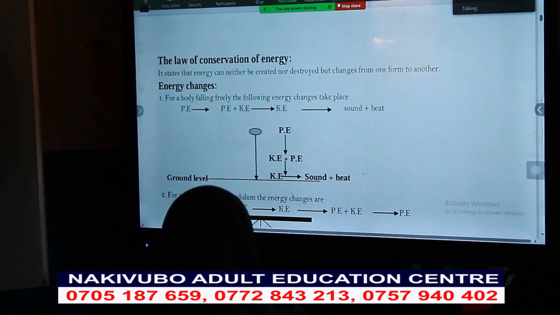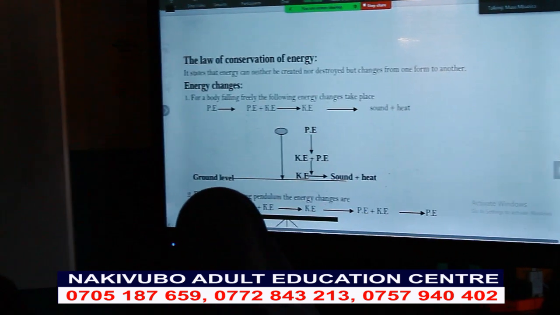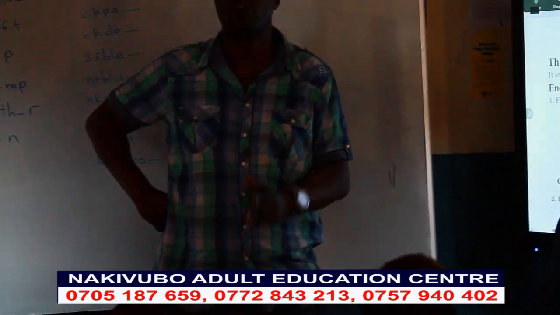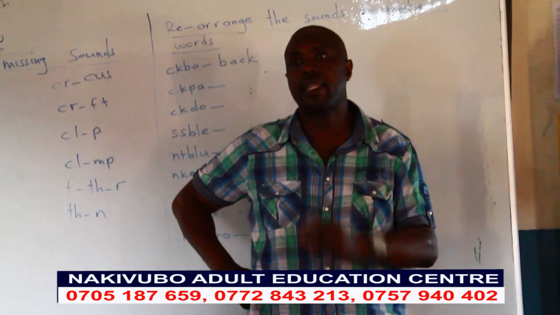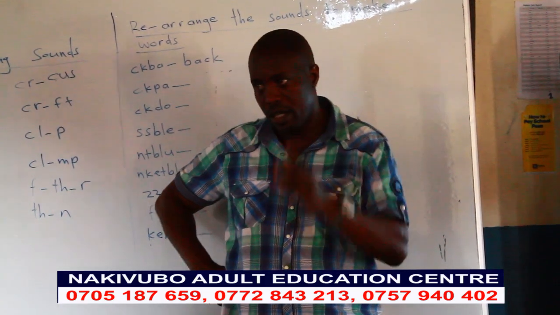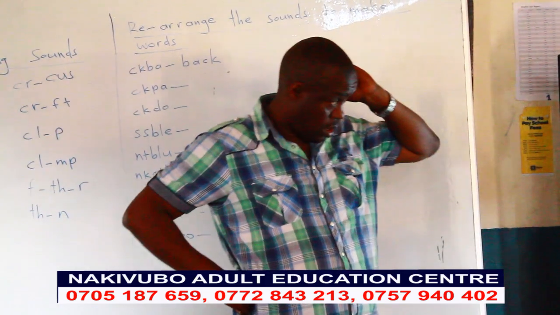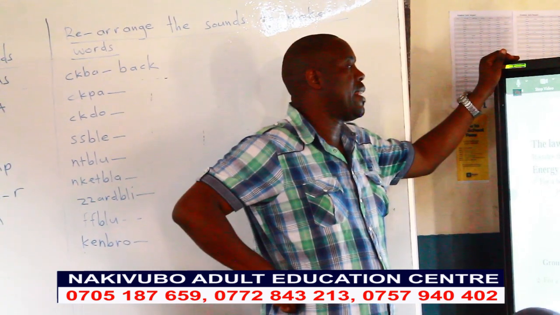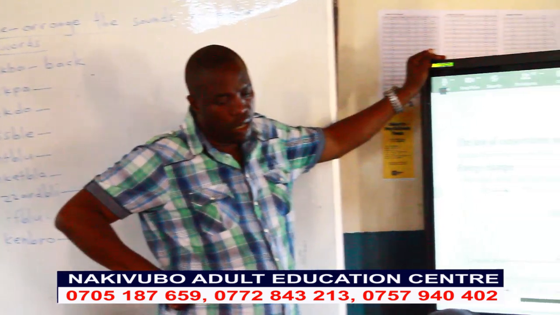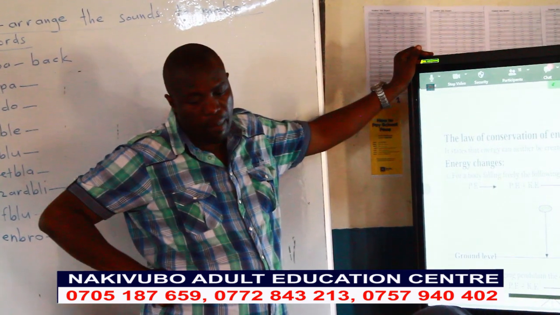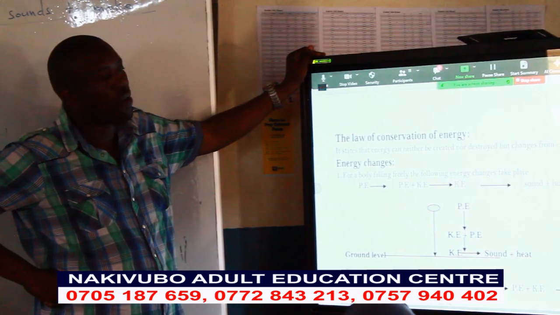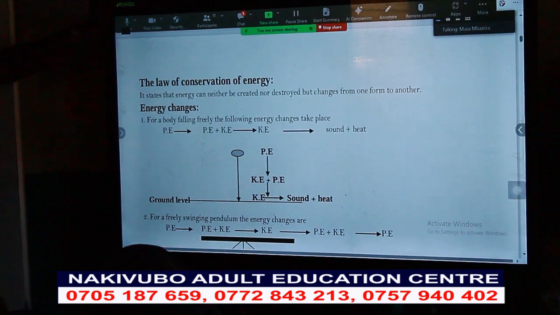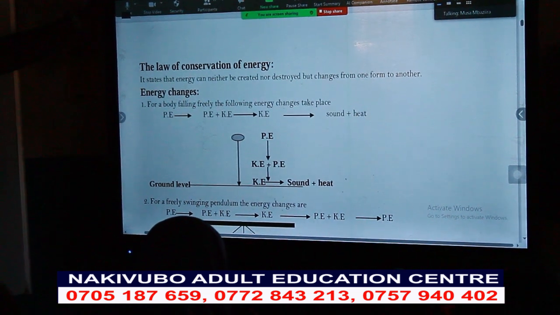Another. So there is no energy destroyed. If you are converting it from potential energy to kinetic energy, you convert the whole of it. Nothing is left out, or nothing is lost. So it states that energy can neither be created nor destroyed, but it changes from one form to another form. Is this clear? Yes.